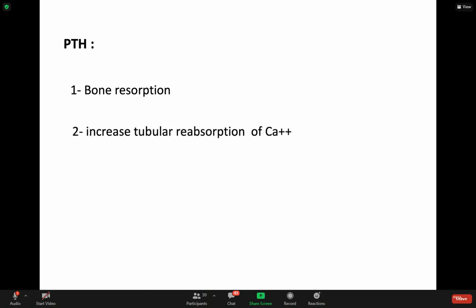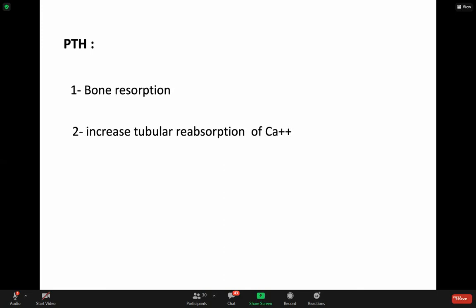What would happen to the parathyroid hormone if the phosphorus is high and the calcium is low? PTH will go up, right? The PTH will go up, and that would result in bone resorption. PTH will act on the bones to mobilize the calcium and phosphorus, and that will weaken the bone and result in renal osteodystrophy. Okay. Number two, the parathyroid hormone will increase the tubular reabsorption of calcium.